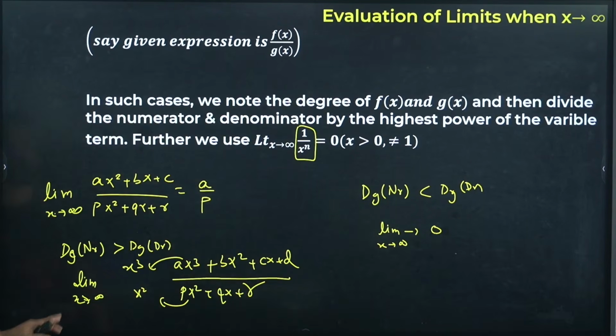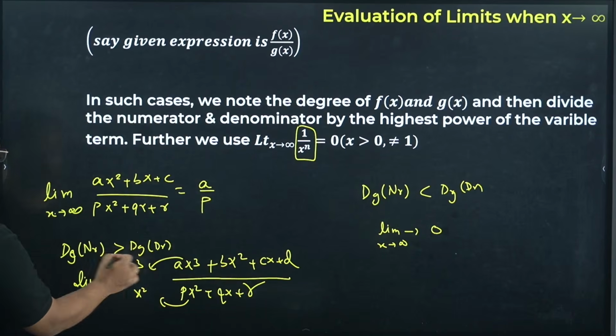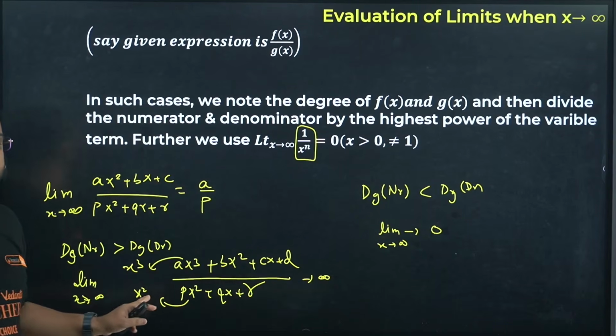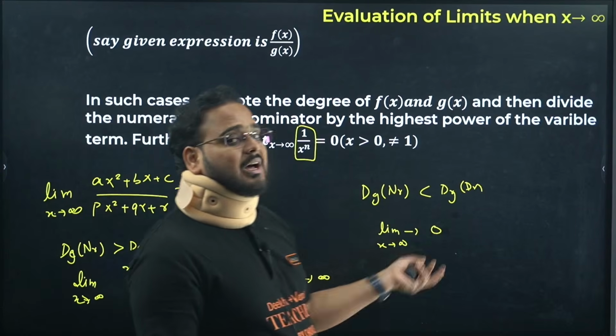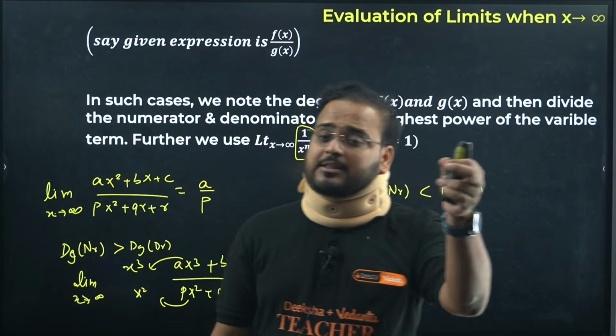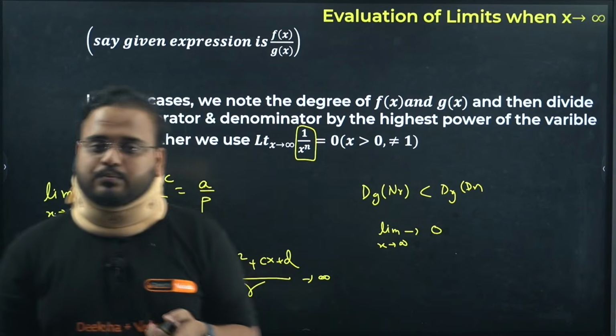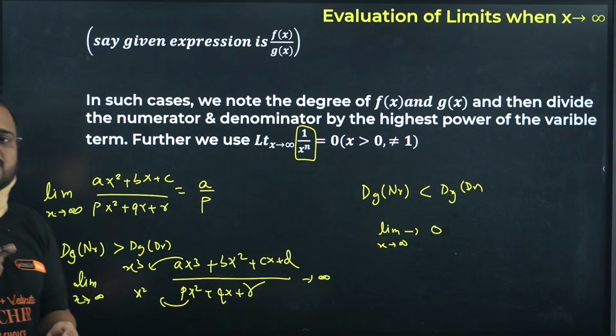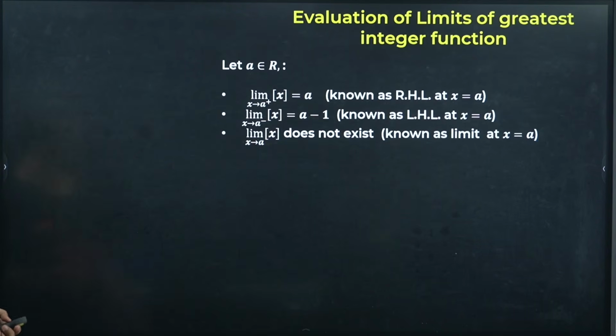Over here, this value is going to be what? Infinity, because you have x left in this case, and in this case you'll have x or x square, whatever it is, in the denominator, so it becomes 0. Please have a look. This is the case for evaluation of limits when x tends to infinity.